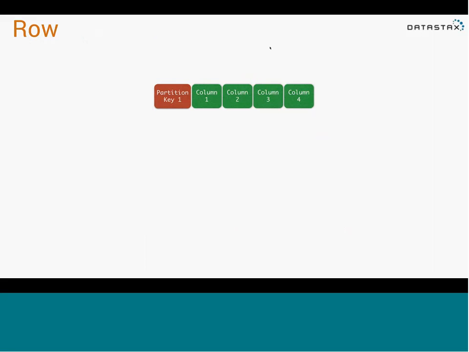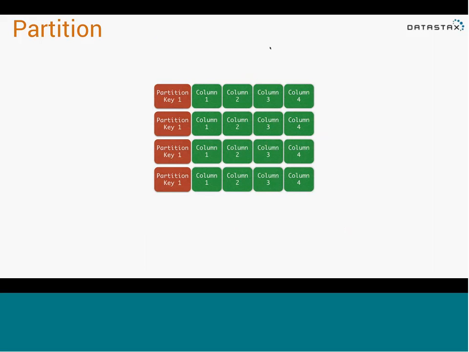First concept, row. Look, it's a row. It has a partition key or a primary key and a couple of columns. That seems pretty standard. A partition is going to be multiple primary keys with multiple different types of columns.